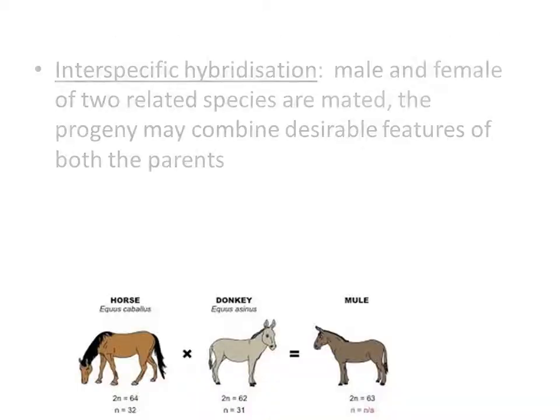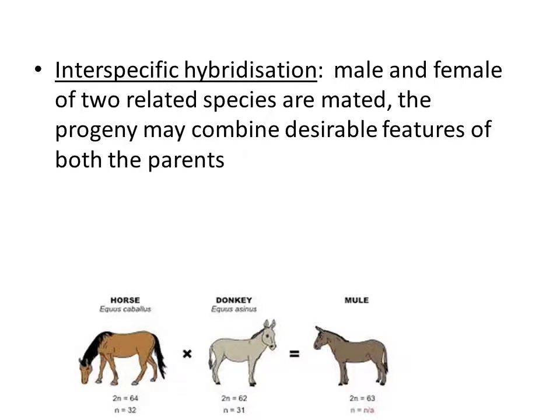The third type of outbreeding is interspecific hybridization. In interspecific hybridization, the crossing is done between unrelated animals. The male parent and female parent of two different species are mated. That means the male parent is selected from one species and the female parent is selected from another species. We already know about species.